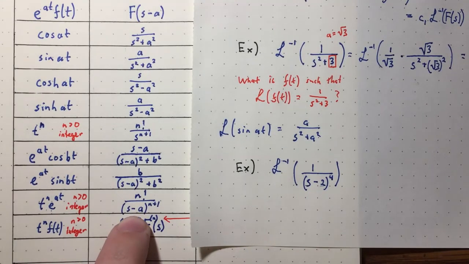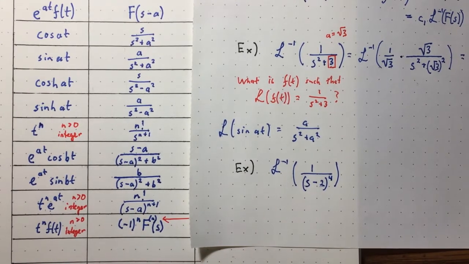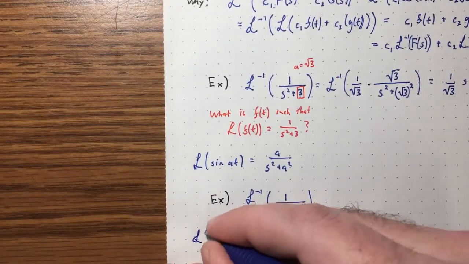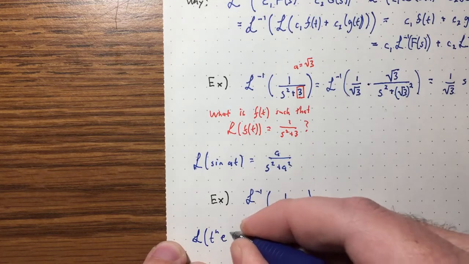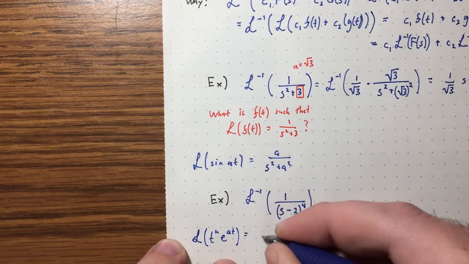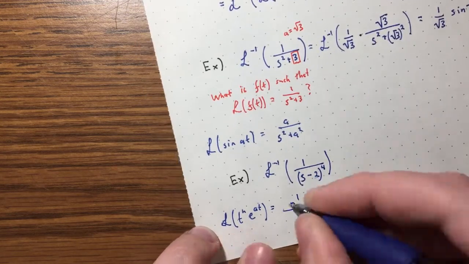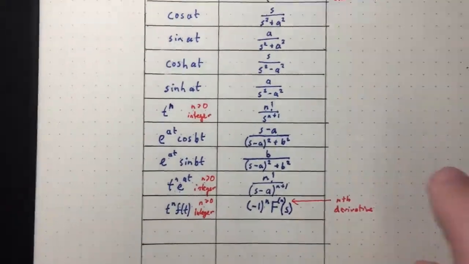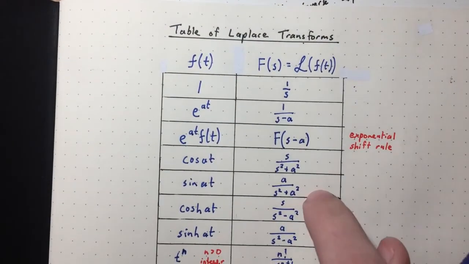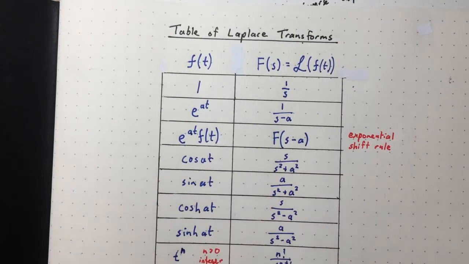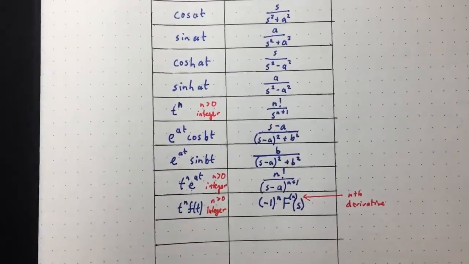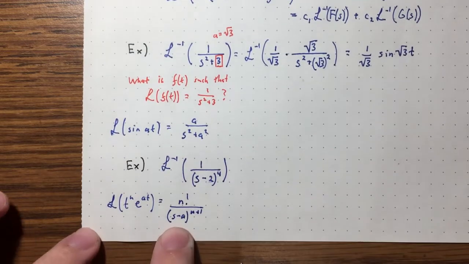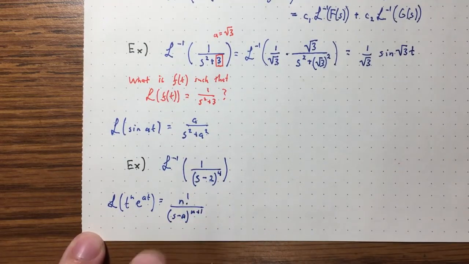Well, how about this one? n factorial over s minus a to the n plus 1. So let me copy that down. So that is L of t to the n e to the at equals n factorial over s minus a to the n plus 1. Notice I'm always starting in the second column, right? Because we have the Laplace transform. We want to find the function that gives that as the Laplace transform. Okay. And so can we view this as this right here?